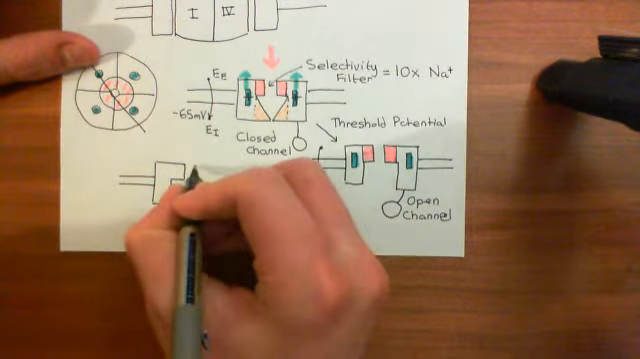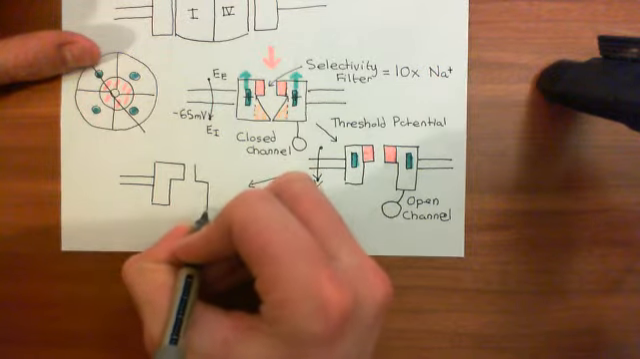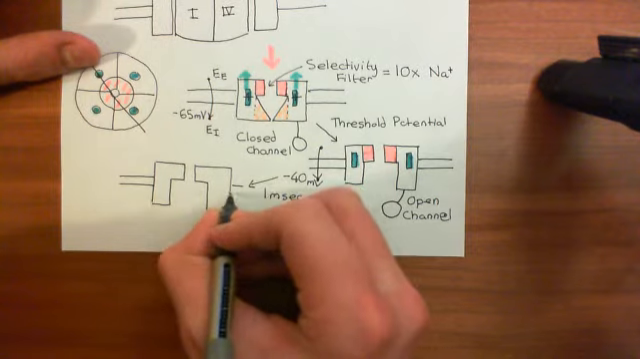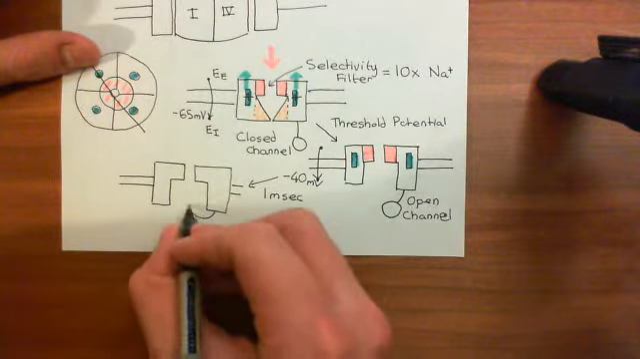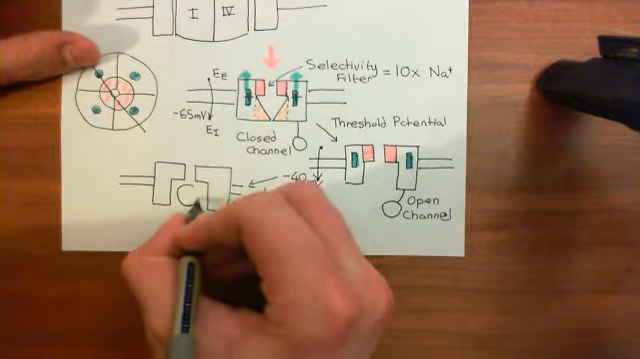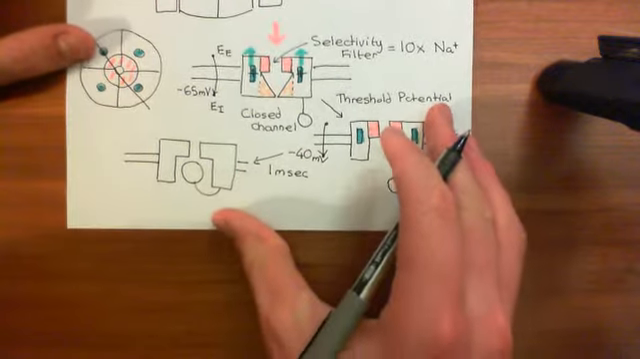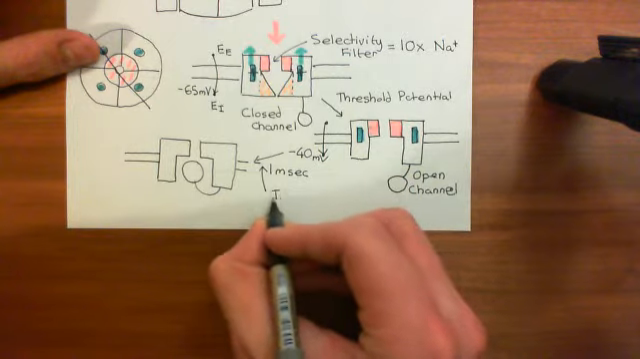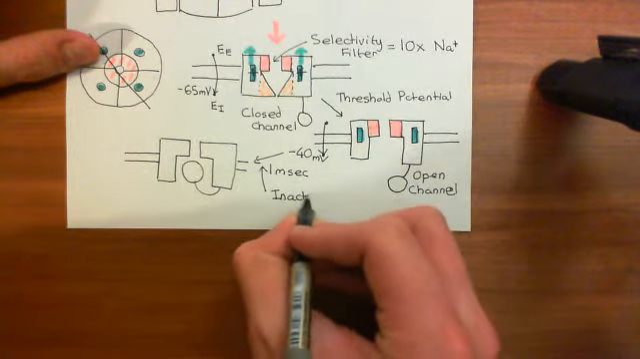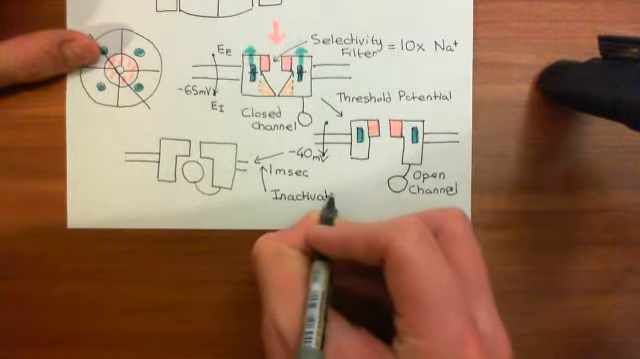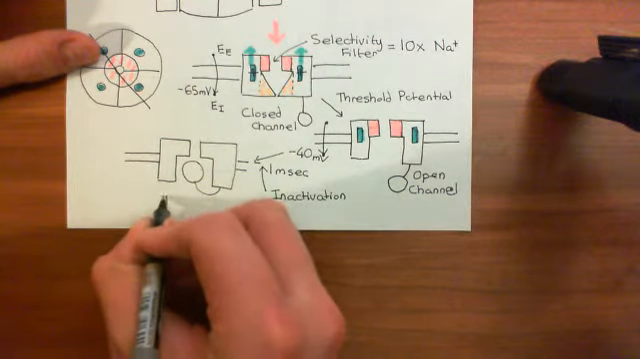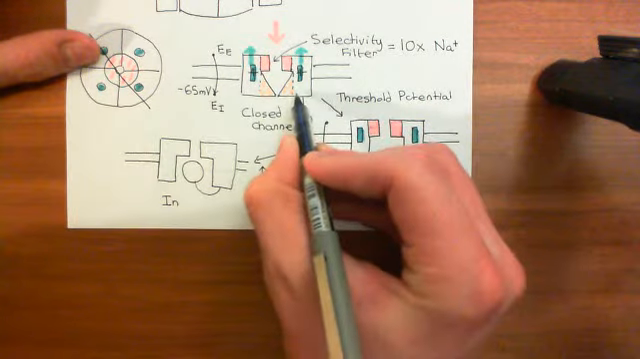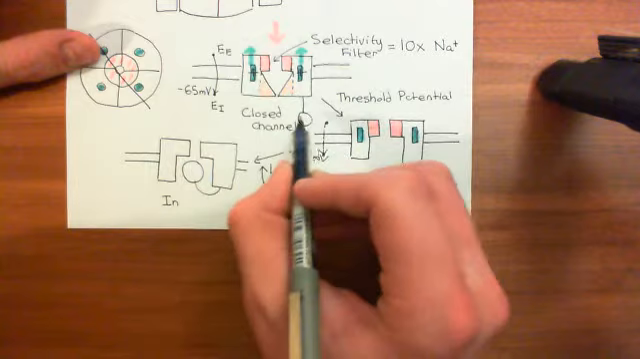Okay, so here is our channel now, and this special ball-like domain has now stuck itself into this portion here and has blocked the channel. So this process of it going in like that, that's called inactivation. So you've now got a channel that is sitting in the inactivated form. So notice there is a difference between the inactivated channel and the closed channel, a very big difference.